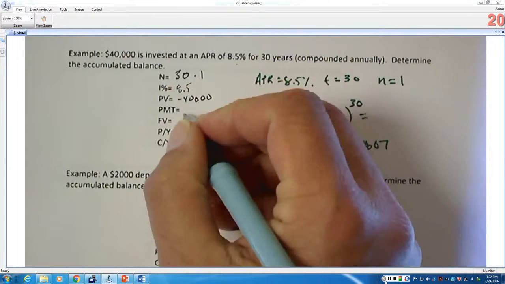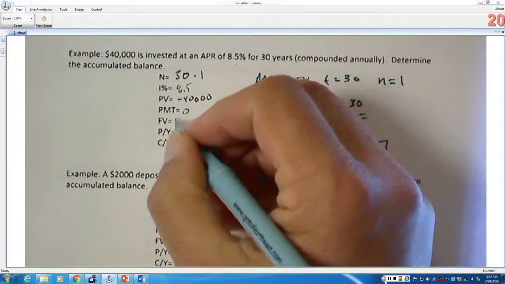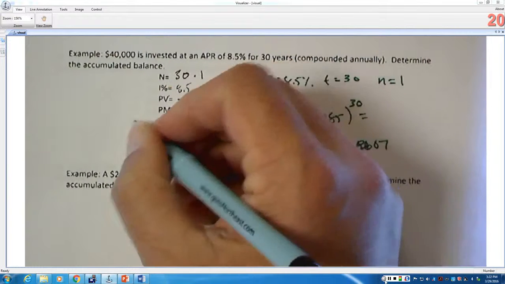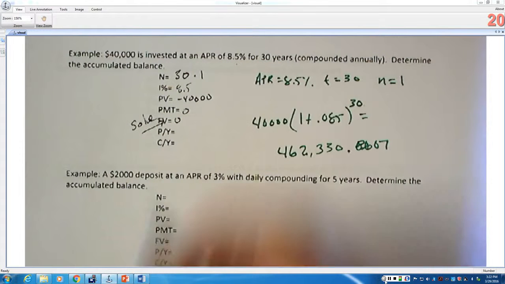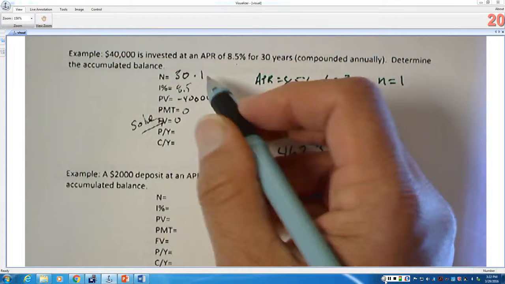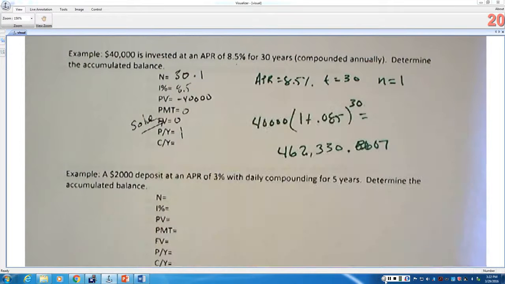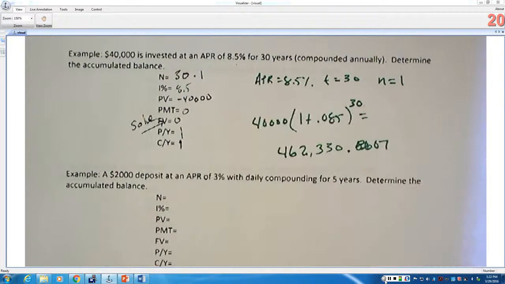We're not doing any payment, so we're just going to leave that as zero. Okay? Now, again, before you do anything, you have to put zero, but then you're going to blank it out and solve. But this is what you're going to solve, because that's what you need. You need to solve for future value. Now, this is going to be your number of compounding. And we're just compounding annually, so it's just one.